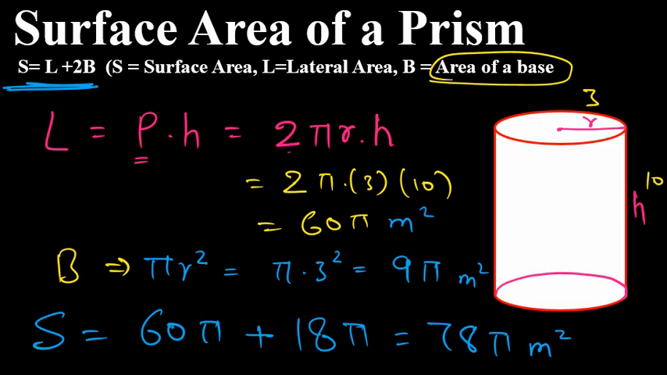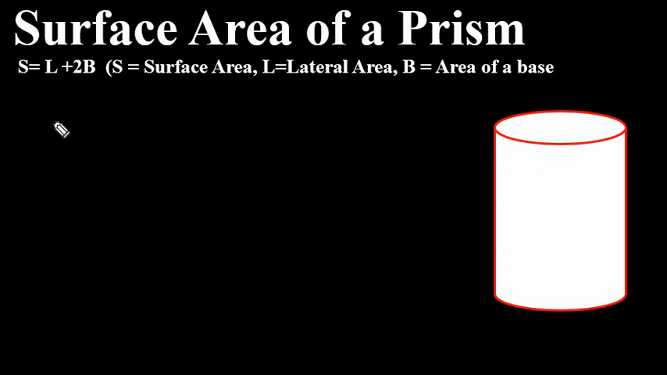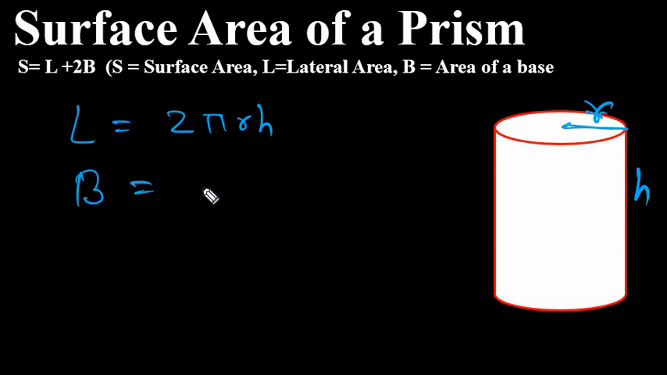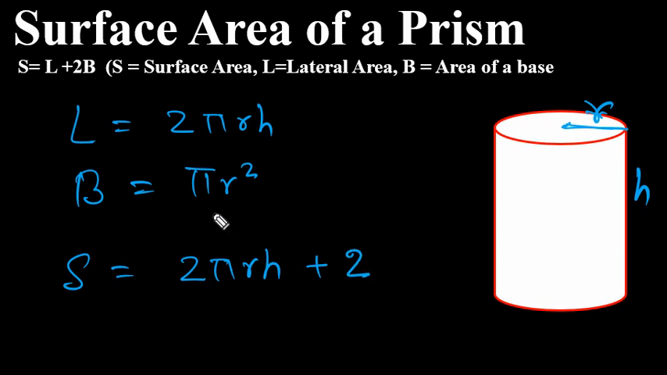Now let me tell you how we can generalize the formula for this one. As you have seen in the previous one, the lateral area was 2 pi rh, where r is the radius and h is the height. That was the lateral area for this shape. Generally, when they ask the surface area of a cylinder, you can directly use this formula, and the base area is pi r square. So you can directly remember these formulas. Substitute these two in the surface area: S is equal to 2 pi rh plus 2b, which is 2 pi r square.